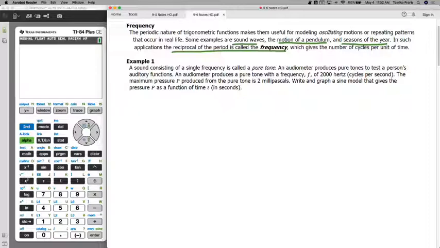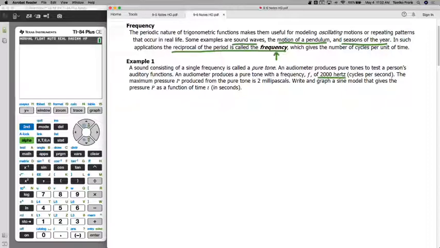So example 1 here, what we've got is an audiometer that produces pure tones to test a person's auditory functions. So an audiometer produces a pure tone with a frequency of 2000 hertz. So this is our frequency, this frequency up here, not the frequency that we necessarily use in our trig equation. So what that comes down to is 2000 cycles per second. Okay, so hertz is cycles per second.